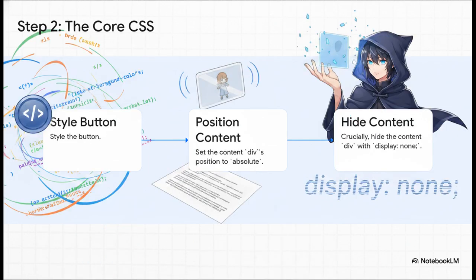Now for the CSS. First, we make the button look good. Then we set the hidden contents position to absolute. And this is super important because it yanks the menu out of the normal flow of the page. So when it shows up, it won't shove all your other content down. And then the most crucial part, we hide it completely with display none.